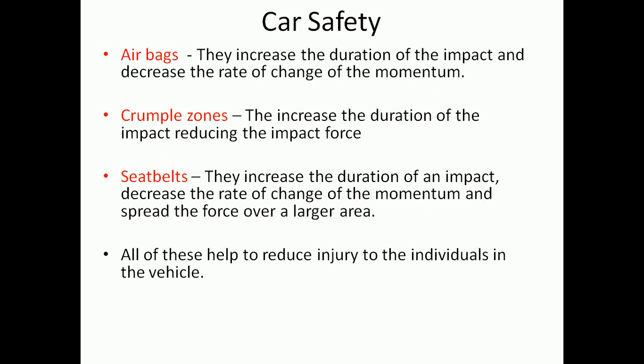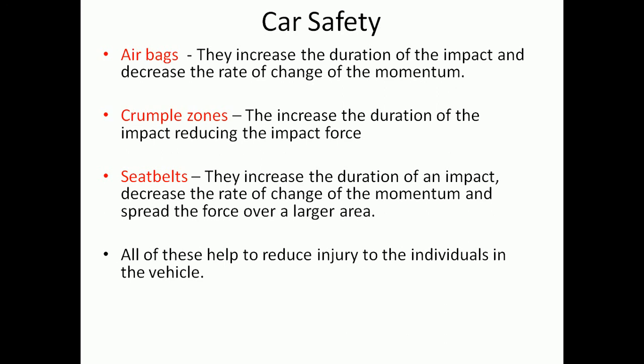Secondly, we have crumple zones. Crumple zones are found at the front of the car and at the rear of the car, generally in the bumper regions, and their function's pretty straightforward. They are there to crumple during a collision, and as you collide with another vehicle or another object, they crumple, and by crumpling they increase the duration of the impact. So the impact takes place over a longer period of time, therefore it reduces the impact force.